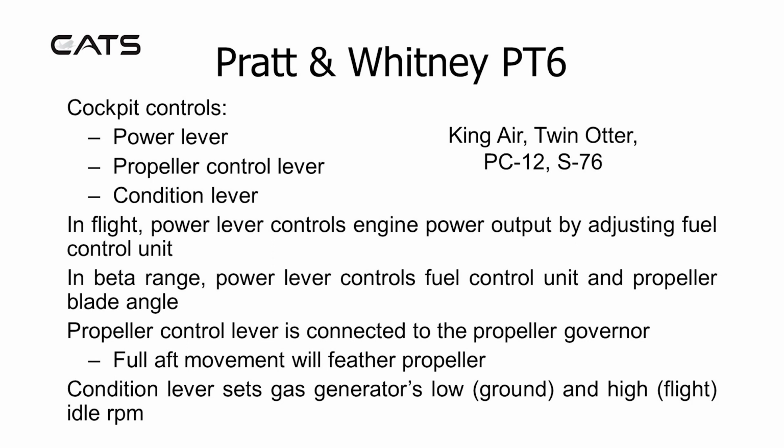The Pratt & Whitney PT6, as used on the King Air, Twin Otter, PC-12 and Sikorsky S-76. The cockpit controls have a power lever, propeller control lever and a condition lever. In flight, the power lever controls the engine output power by adjusting the fuel control unit. In the beta range, the power lever controls the fuel control unit and propeller blade angle. The propeller control lever is connected to the propeller governor. Full aft movement will feather the propeller. The condition lever sets the gas generator's low, ground and high flight idle RPM.